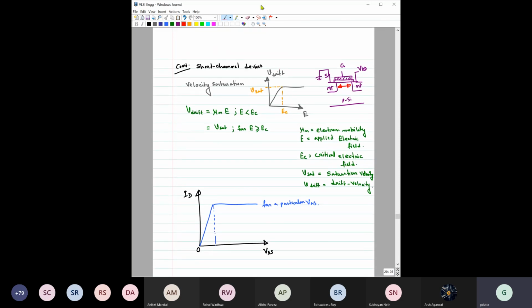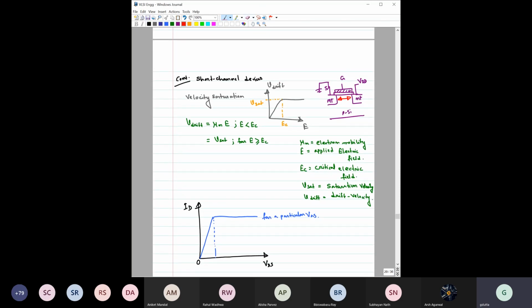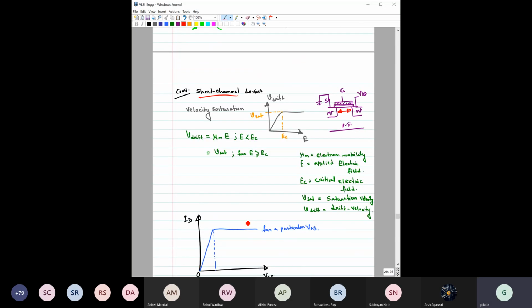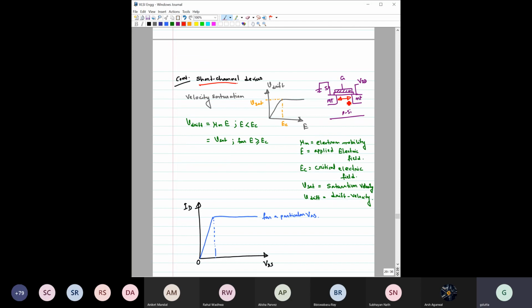So to find those equations, one important thing is that whenever you reduce the channel length, an important thing that comes into play is the short channel effect. Now, what do you mean by short channel effect? See, as you are scaling this gate length, the separation between the source and drain is decreasing.